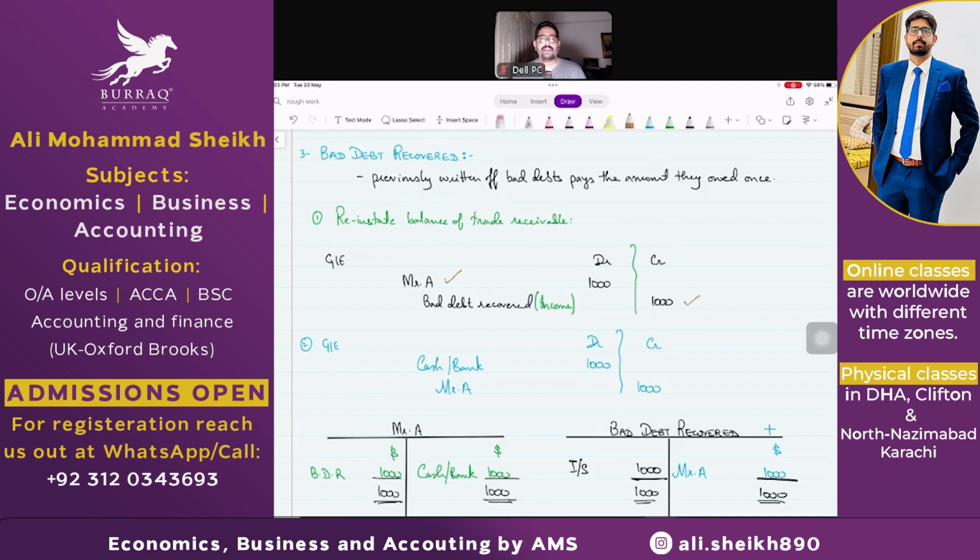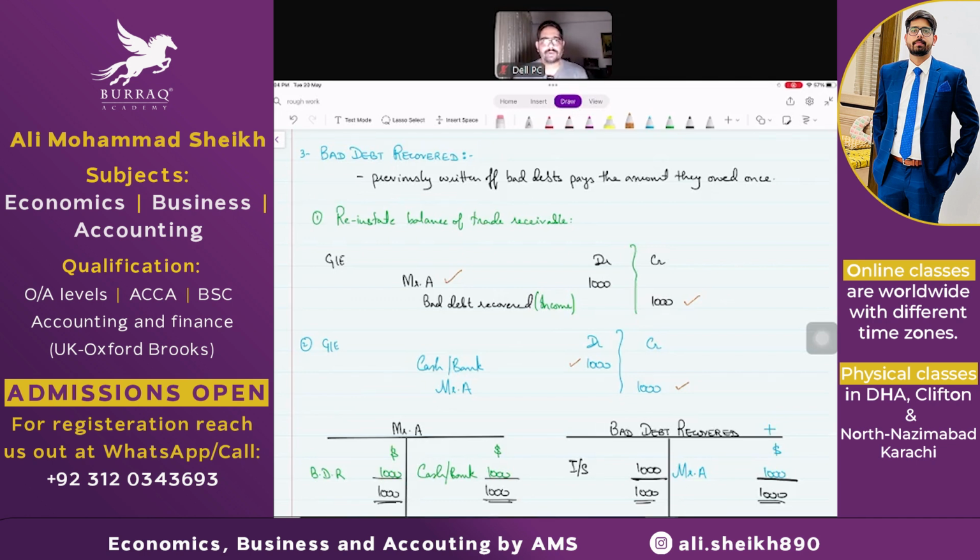Now, if I am recording bad debt recovered on the credit side, it means it's an income, and income always increases on the credit side. That's an accounting concept. So in the first entry, you reinstate the balance of Mr. A in the books, and then the amount received in the form of either cash or bank will be debited, and Mr. A will be credited by $1,000. So in bad debt recovered, the entry is opposite of that of bad debts. In this case, bad debt recovered is an income.